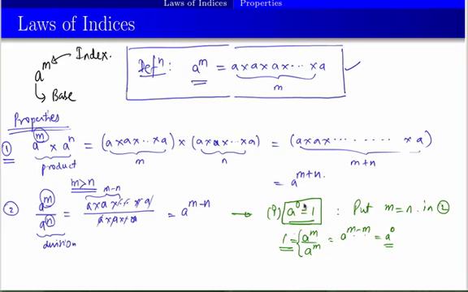Fine. So please have a look at this property. Then there is another property which is a specific case of this second property. It is 1 upon a raised to n is equal to a raised to minus n. This property says put m equal to 0. If you put m equal to 0, then you get this particular property.